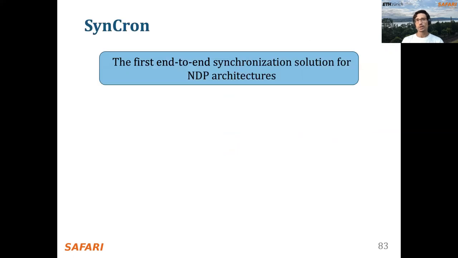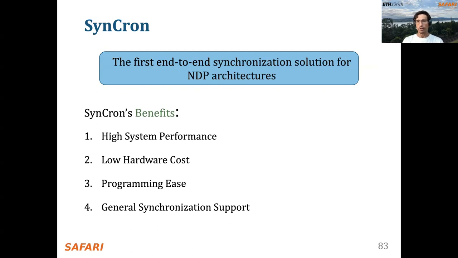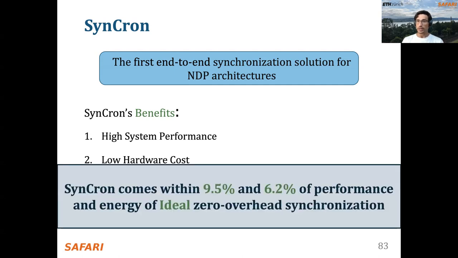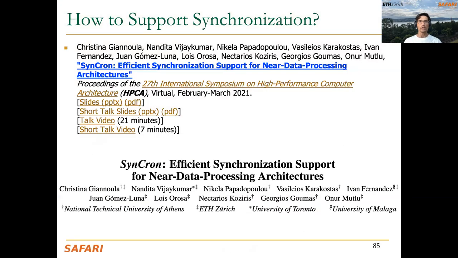So SynCron is the first end-to-end synchronization solution for NDP architectures. The benefits are high system performance, low hardware cost, programming ease, and general synchronization support. As I said before, all within 9.5% and 6.2% of the performance and energy of an ideal zero-overhead synchronization mechanism. So this is SynCron, and here you can find a link to the paper.